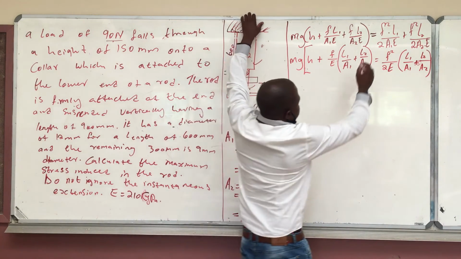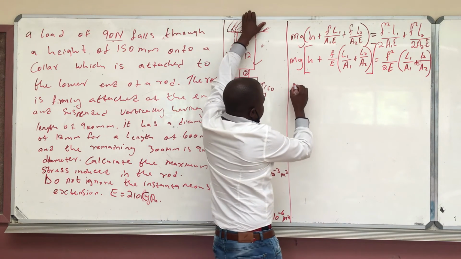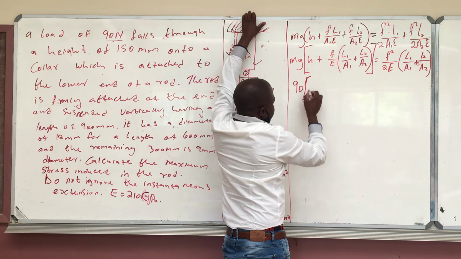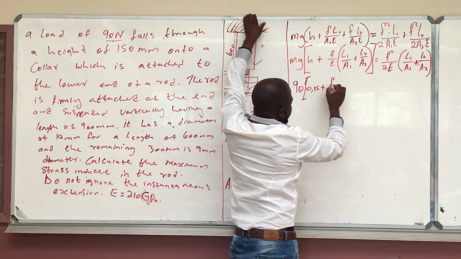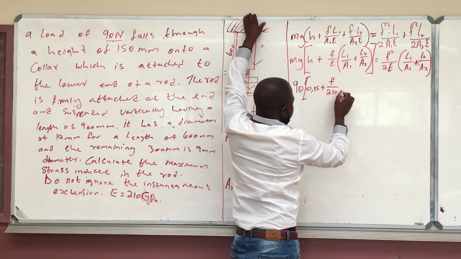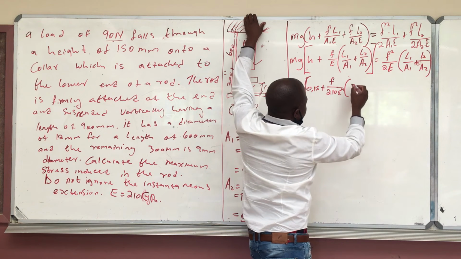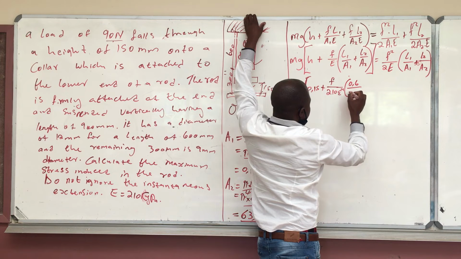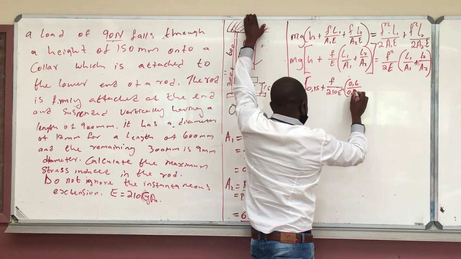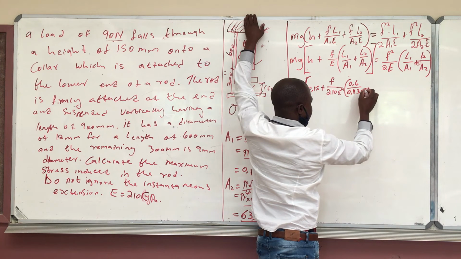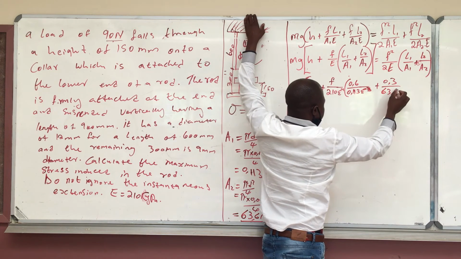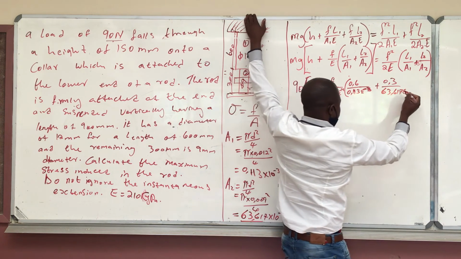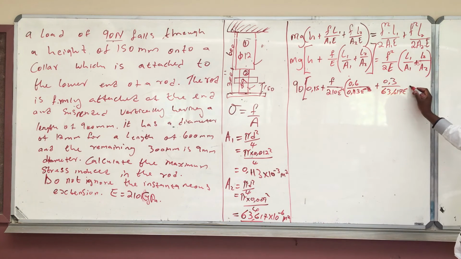So, this one closes there. This one here is 90 into 0.15 plus, we are looking for F over 210 exponent 9 into 0.6 over 0.113 exponent negative 3 plus 0.3 all over 63.617 exponent negative 6. Then I close the bracket.